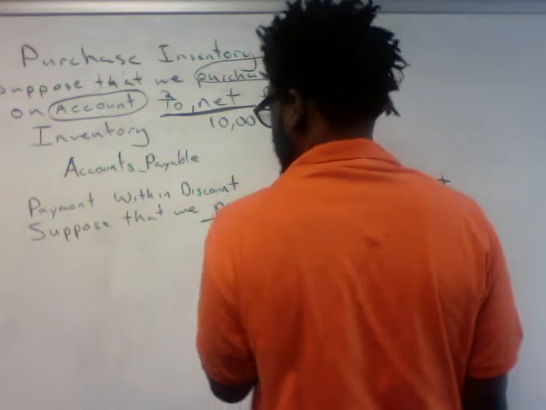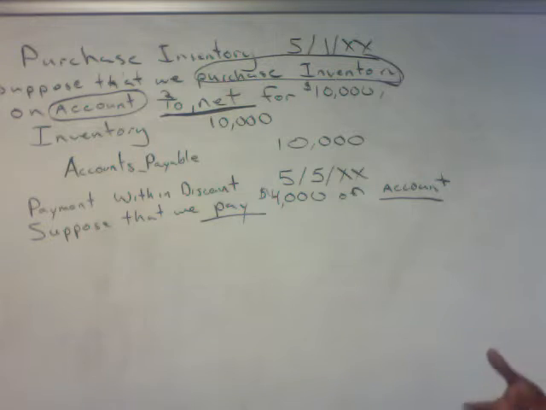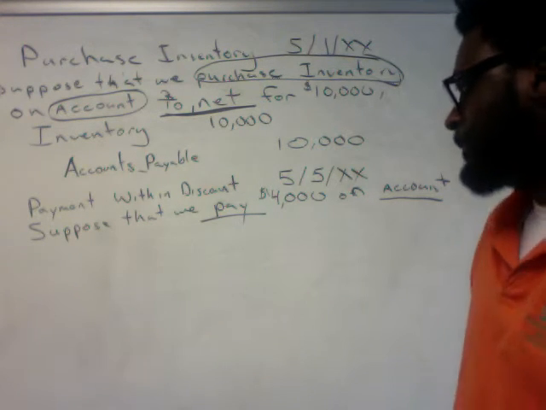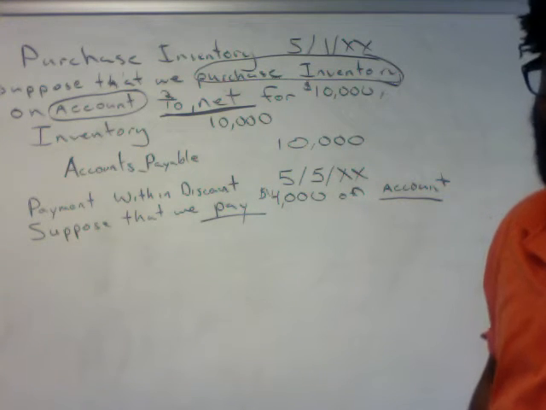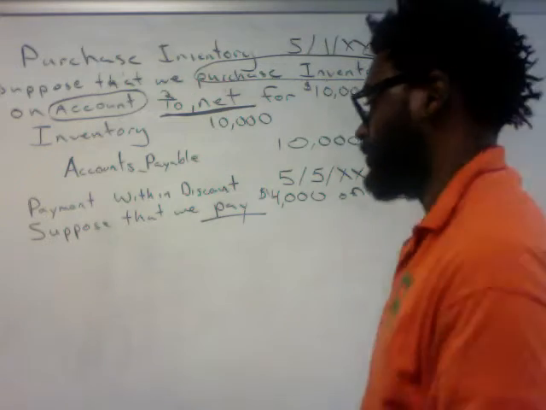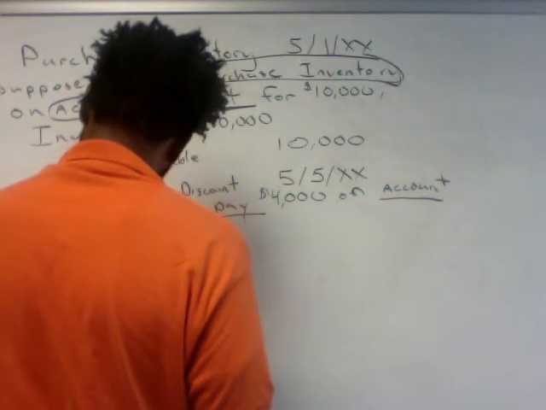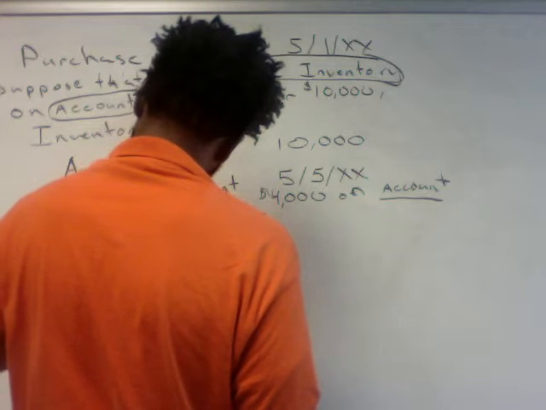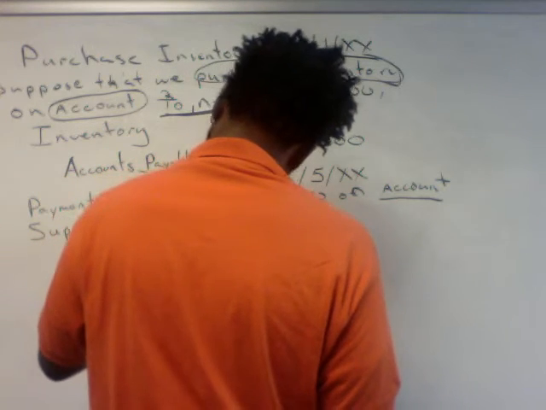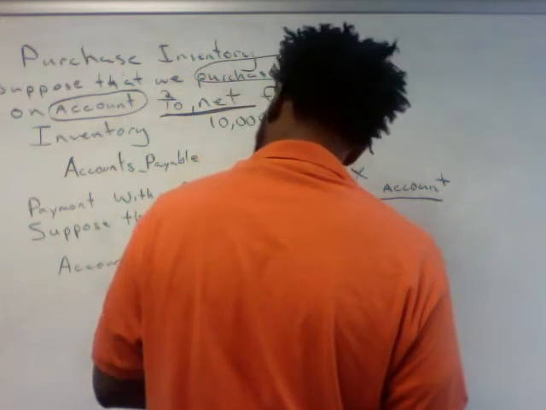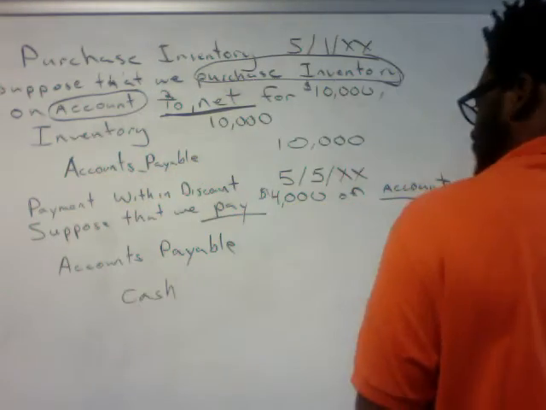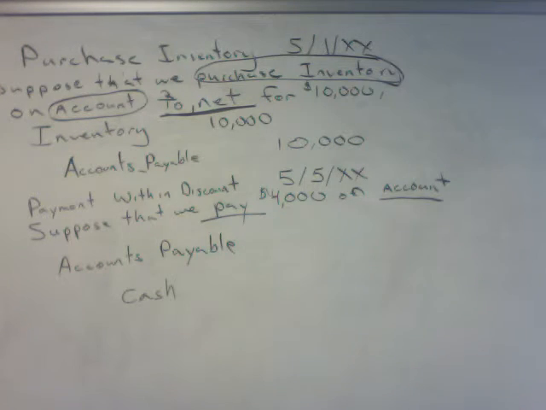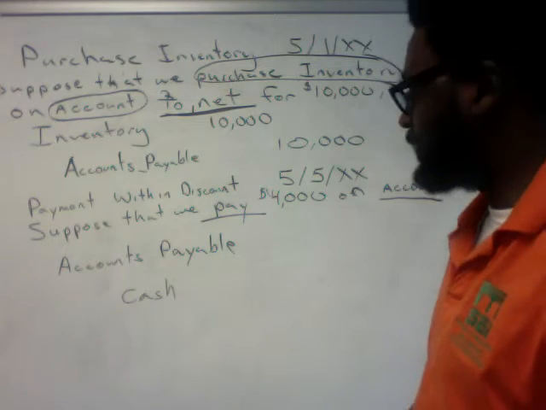Account and pay. We always say when we pay, we have to do what to cash? Credit cash. Now we see account, we see pay. Again, what account is affected? Accounts payable. What's happening to our accounts payable? It's going down. So we should debit accounts payable. And we know we should credit what? Cash, because of the keyword pay.